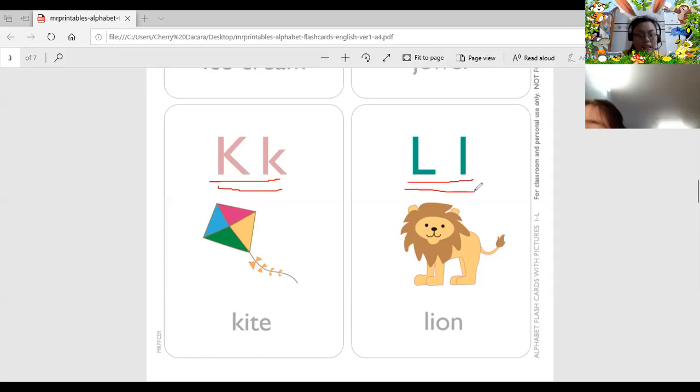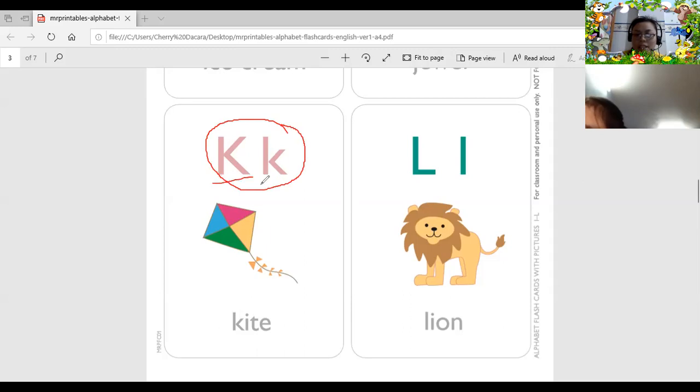And then we have here, Bong, look at this. Letter L. Very good. Again, letter L. Okay, good job. What letter is this, Bong? Letter K. Very good. Again.